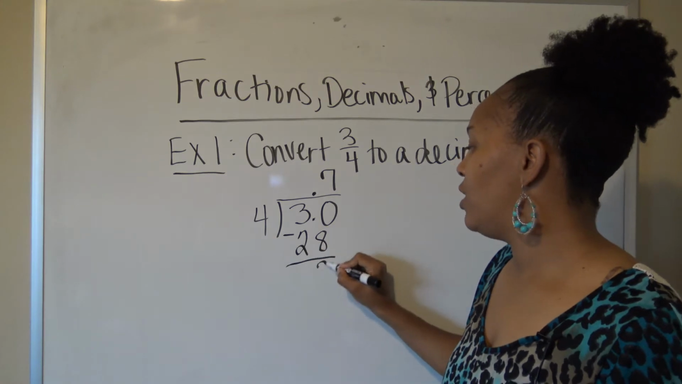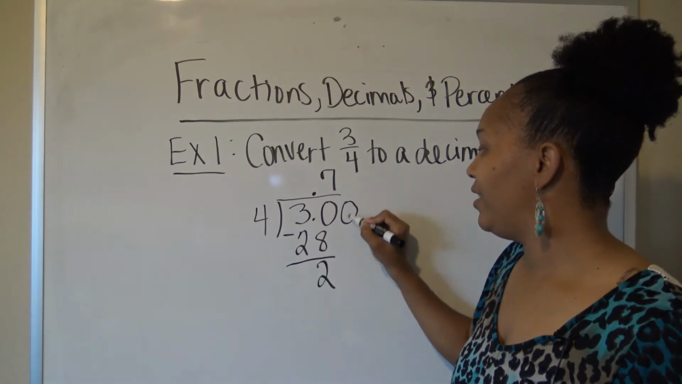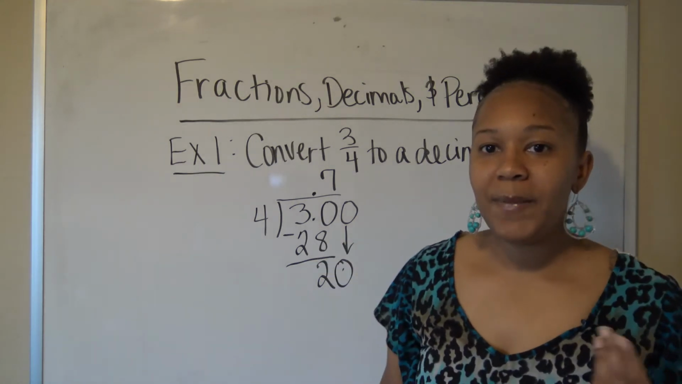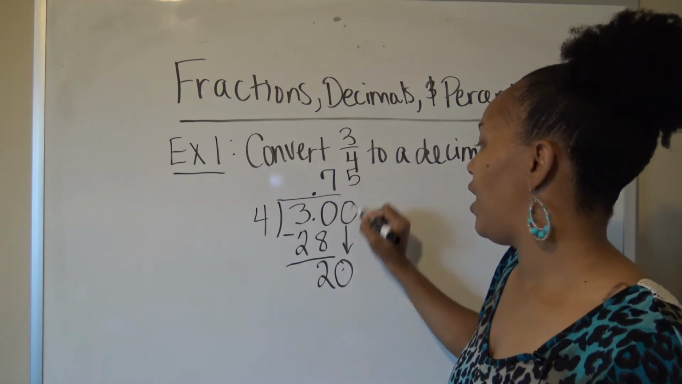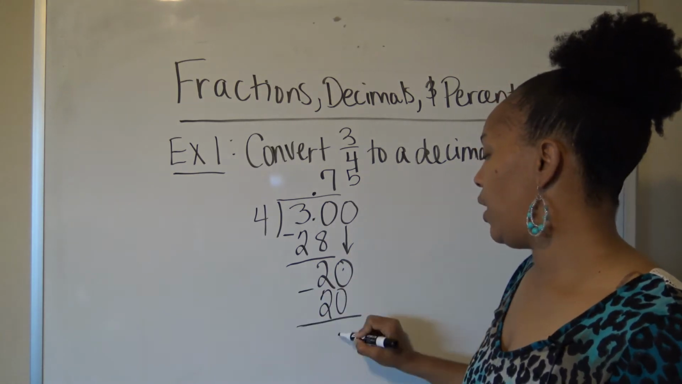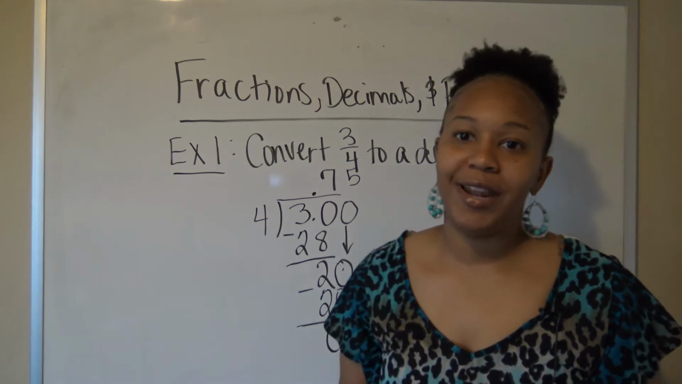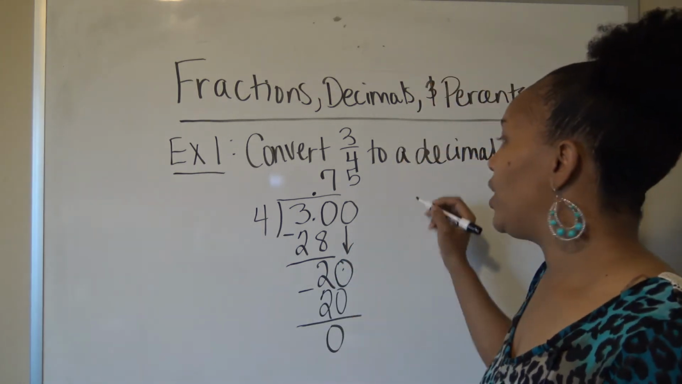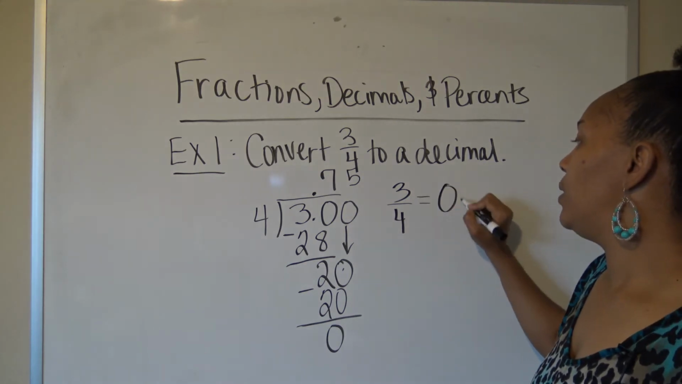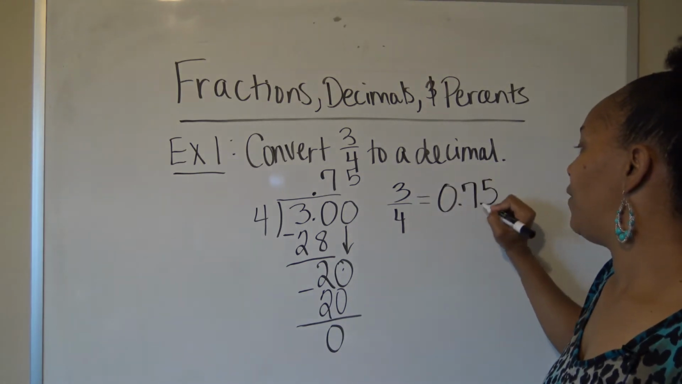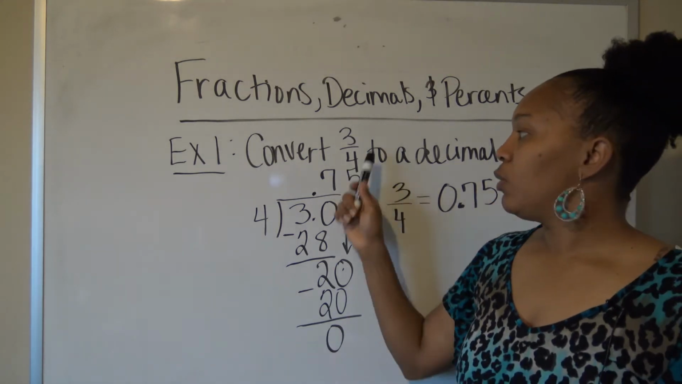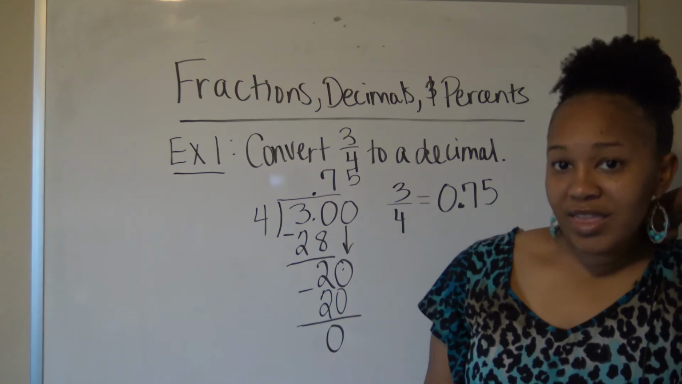I subtract, drop down that 2, I add another 0, and I say 4 goes into 20. How many times? 4 goes into 20 5 times. 4 times 5 is 20. And then you would subtract and get 0, and that lets me know that I am finished. And so we know now that 3/4 is equal to 0.75, and you could put a 0 in front of that, but that is what 3/4 would be equal to as a decimal, and that's how I would convert it.